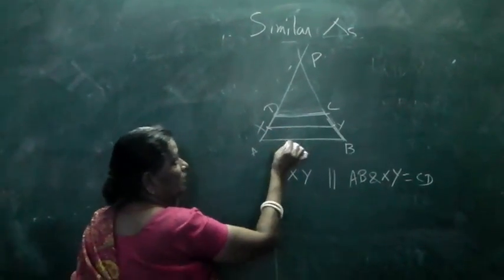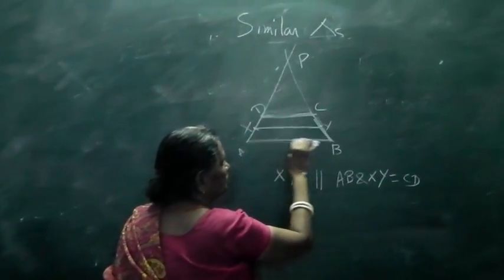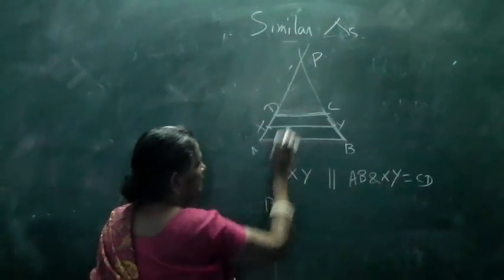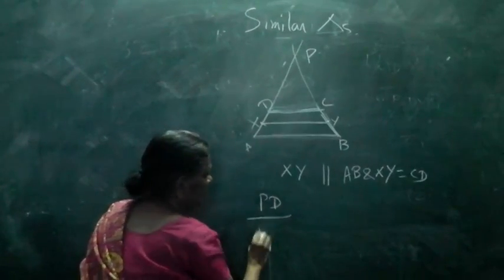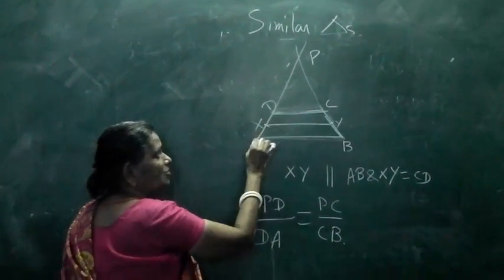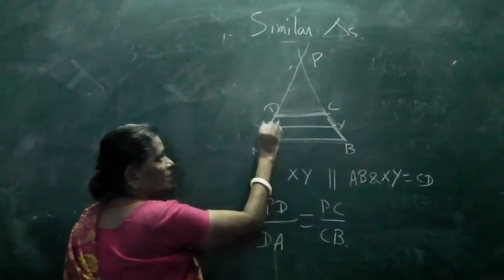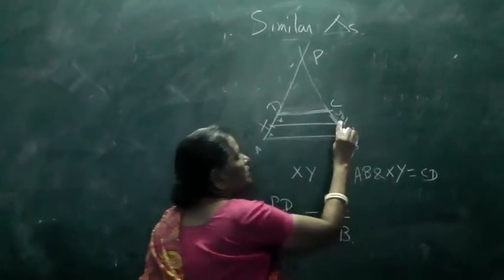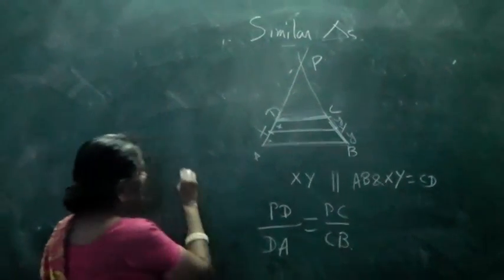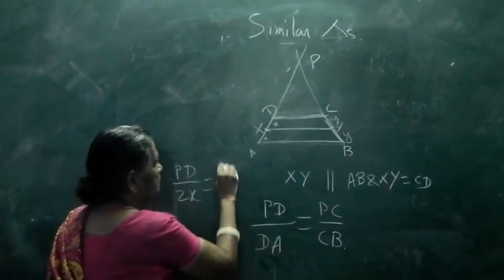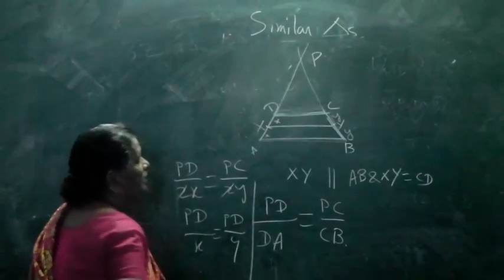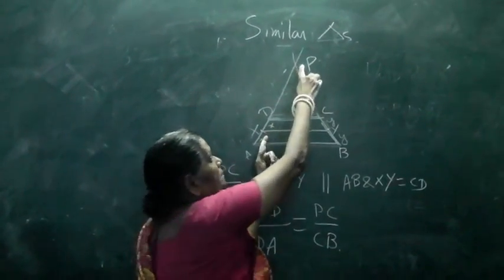Now, according to the Thales theorem, this is a line drawn parallel to this because they are the parallel sides of a trapezium. So, you are getting one proportion: PD by DA should be equal to PC by CB. Now, if this is X, this is also X because this is the midpoint. If this is Y, this is also Y because this is the midpoint. So instead of DA, you can say X plus X, that is 2X. So PD by 2X will be equal to PC by 2Y. The 2 will get cancelled, giving you PD by X is equal to PC by Y.